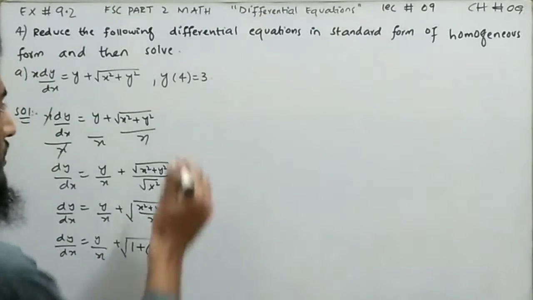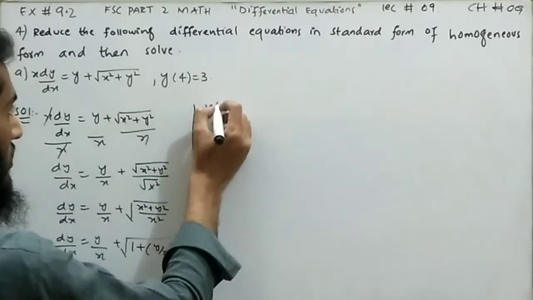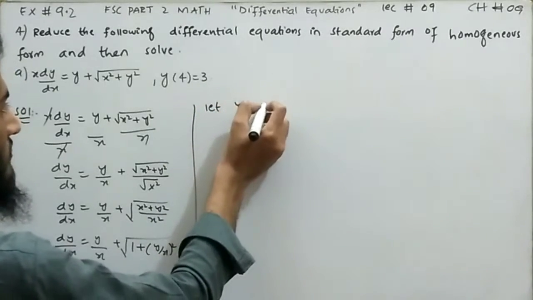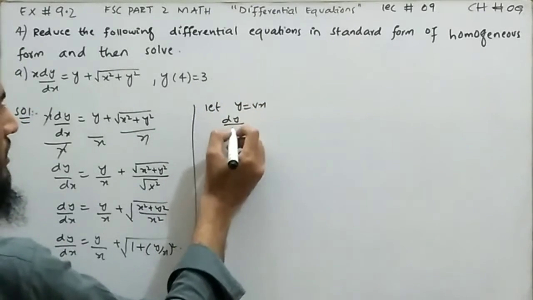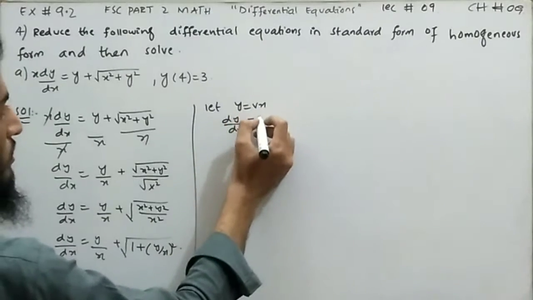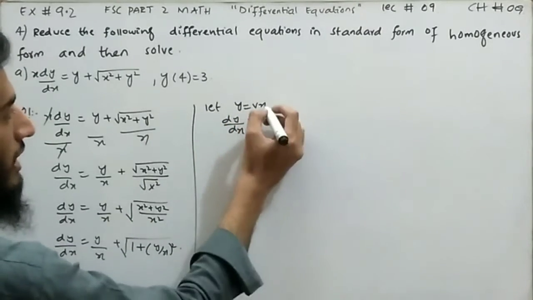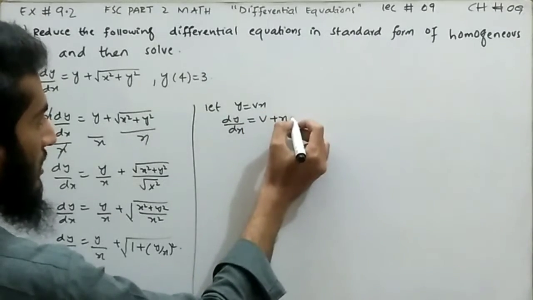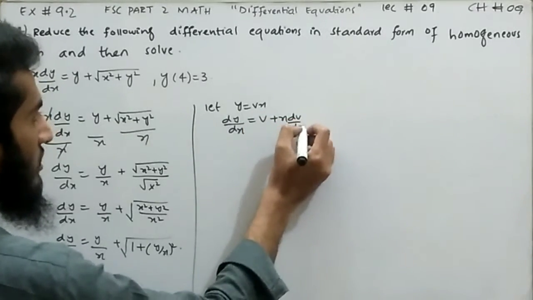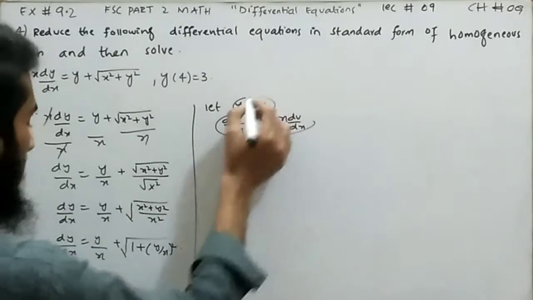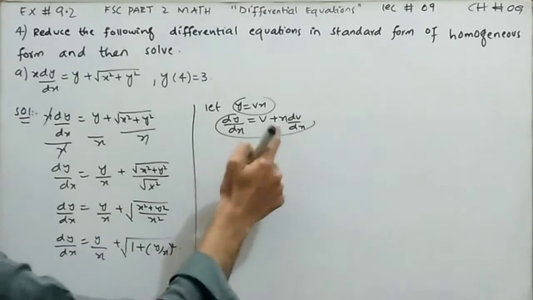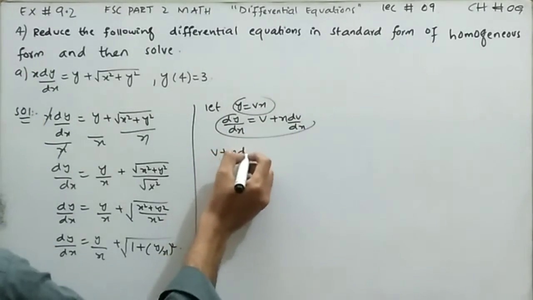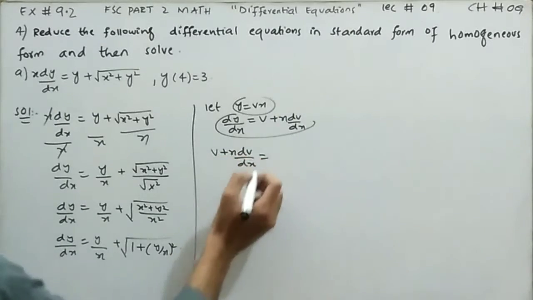So we will solve it through the substitution method. Let y is equal to vx. The derivative of this equation will be dy by dx is equal to, using the product rule, the first function x, its derivative with respect to x is 1, times v, plus the second function x times the derivative of v with respect to x, which is dv by dx. So putting these values in this differential equation, dy by dx is actually v plus x dv by dx, is equal to y by x.